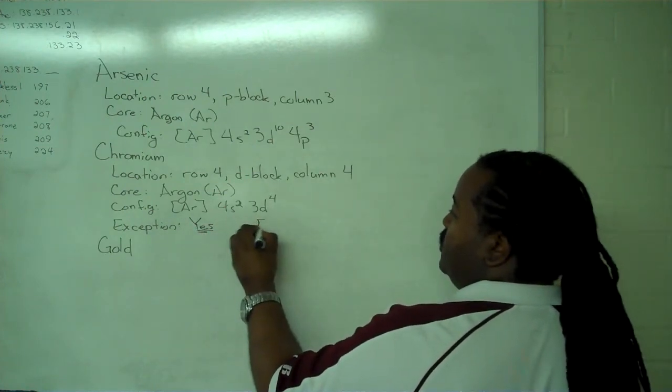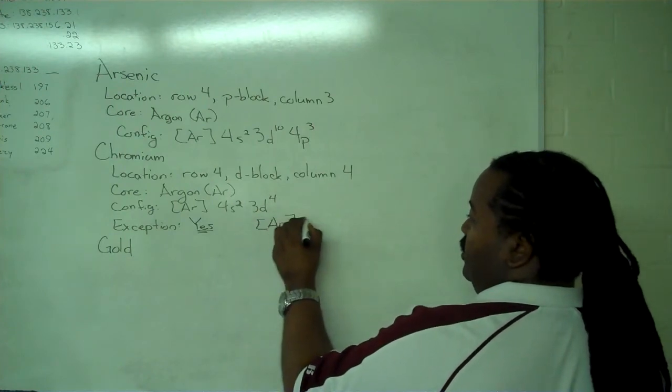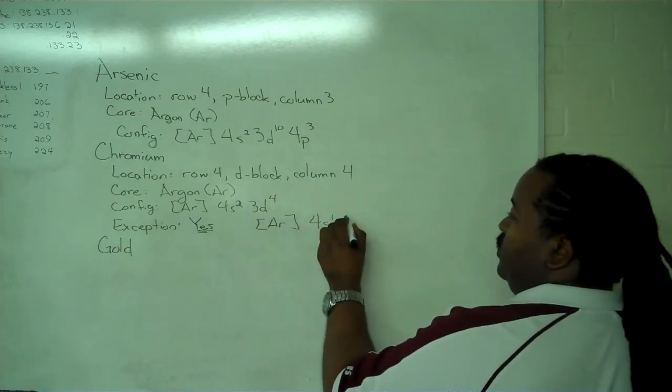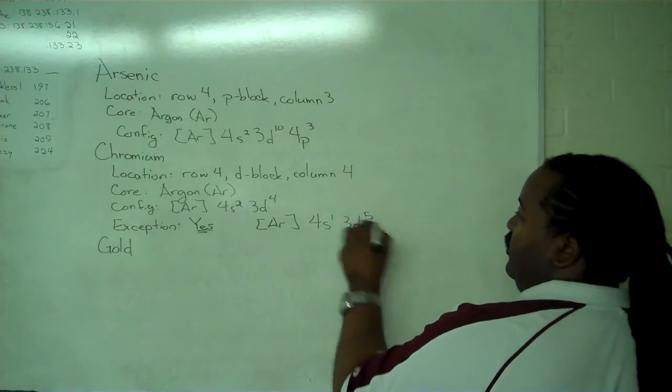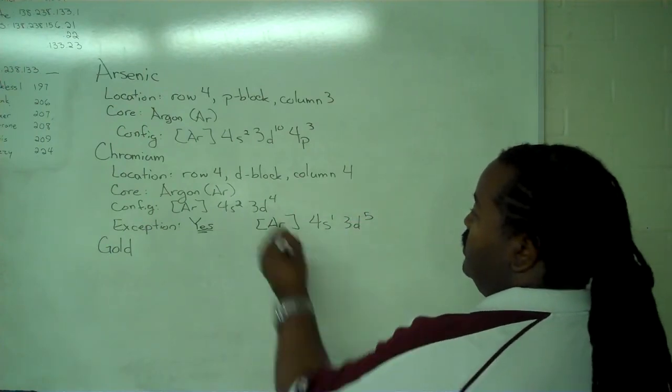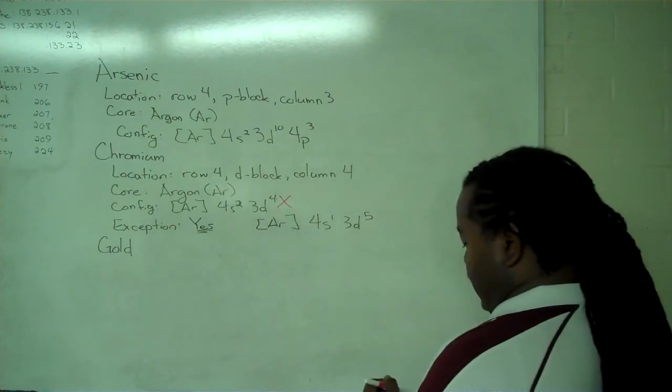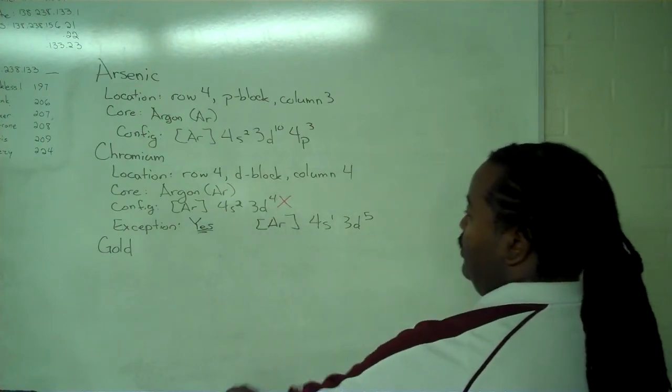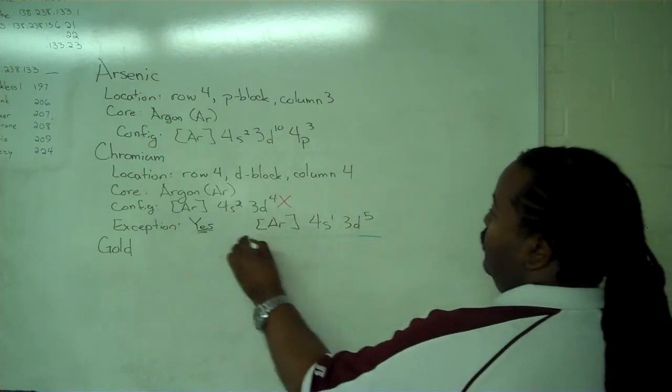And because it's an exception, the true configuration then is 4s1, 3d5. So this is a case where the exception comes into play. So that is incorrect, and this is the correct one.